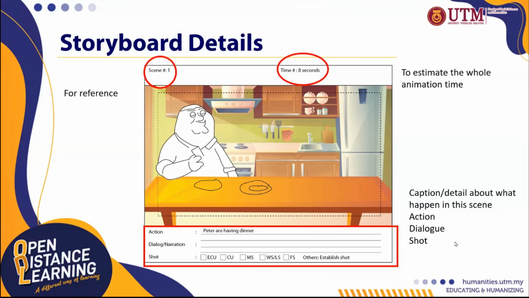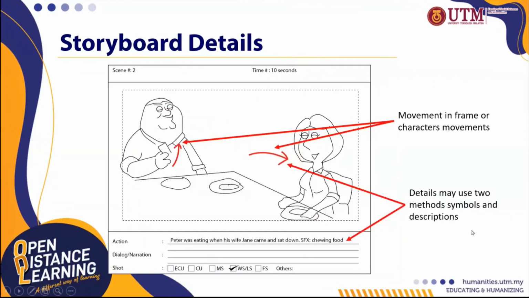Okay, so this is the important thing. Action: you should explain what will happen in this scene. If you have dialogue, you just write the dialogue, what the character will say in this scene. Okay, so that is the basic one. And then movement, the movement of the character. We call it movement in frame, or frame movement of the character.